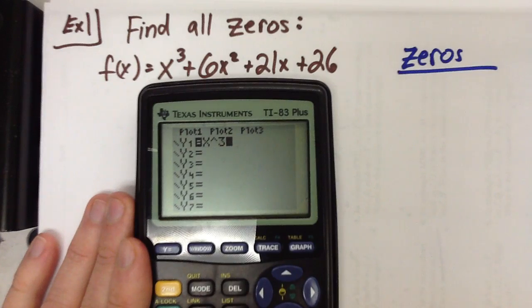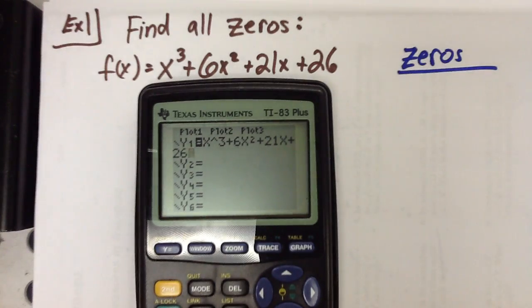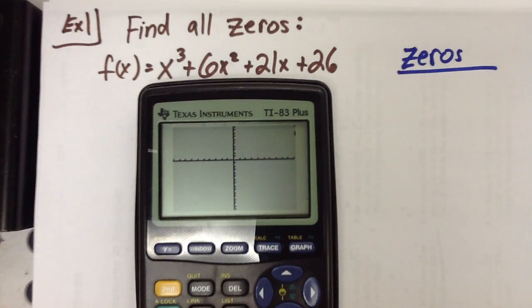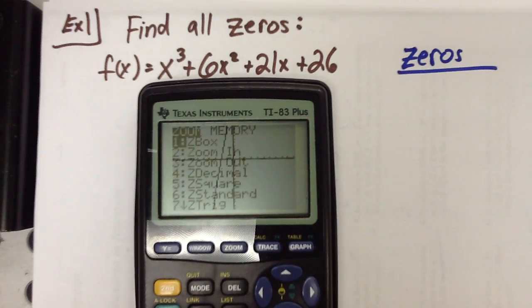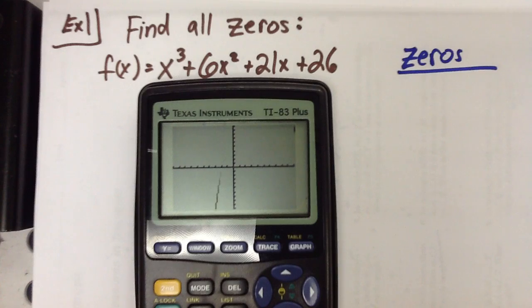We get x cubed plus 6x squared plus 21x plus 26. Okay? And we're supposed to find all the zeros for it. So let's hit graph and see what we can find. Okay, it looks like maybe negative 2, and that's about it. You're welcome to zoom out and search the universe looking for more, but it looks like negative 2 is probably going to be it.